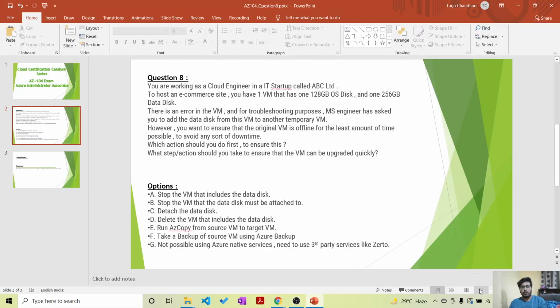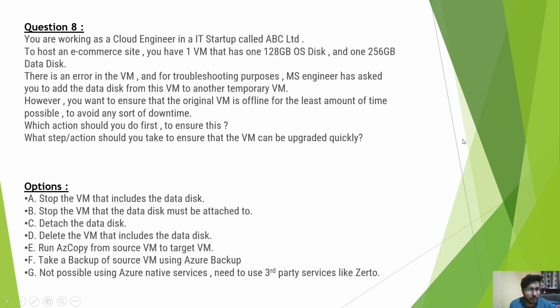Okay, so coming to question 8 of my AZ-104 series, you are working as a cloud engineer in an IT startup called ABC Ltd. To host an e-commerce site, you have one VM that has one 128 GB OS disk and one 256 GB data disk.